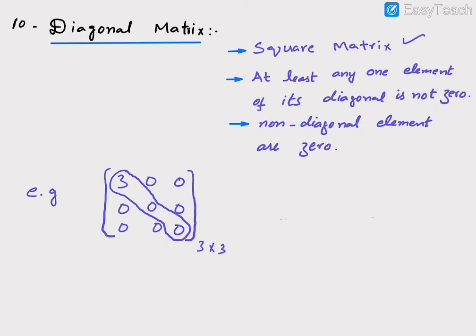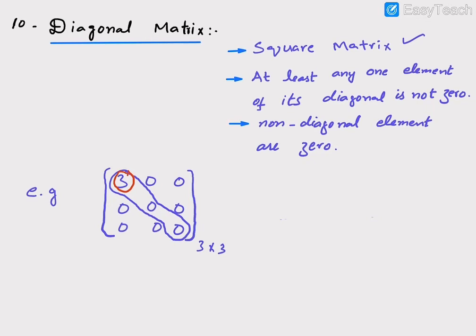So it is a square matrix of order 3 into 3. So first condition satisfied. Second is at least any one element of its diagonal is not 0. So there are 3 elements in the main diagonal. I wrote 3 0 0. So this one element 3 is not 0. The other 2 are 0. At least one means one element should not be 0. All 3 can be 0, no problem, but at least one should not be 0. If all will be 0, then it will be a null matrix or 0 matrix. So at least one element should not be 0.